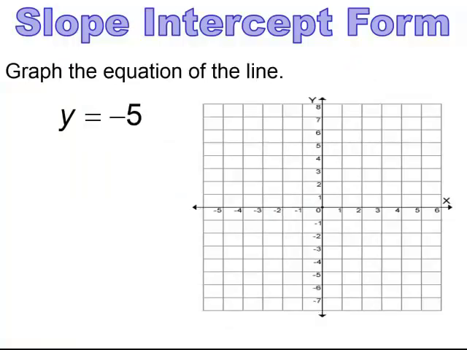Pause and try. The slope here is 0. We're going to have a horizontal line at negative 5. Pause and try. The slope here is undefined. We're going to have a vertical line where x is 5.